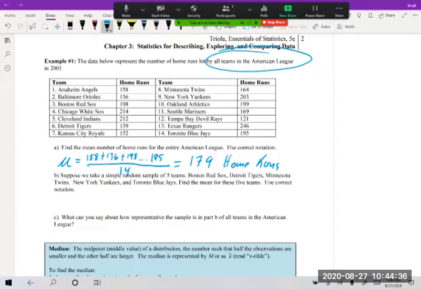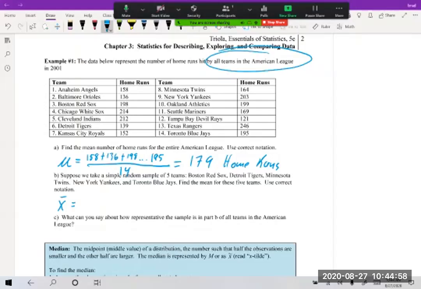Okay, so now what we're going to do is find X bar. They say, suppose we take a simple random sample of 5 teams, the Red Sox, the Tigers, the Twins, the Yankees, and the Blue Jays, and we find the mean for these 5 teams. So this will be X bar now because we are using the sample and not the population, and we're finding the mean of the sample.